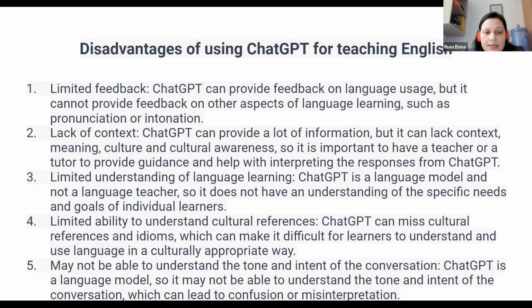Also, ChatGPT may not be able to understand the tone and intent of the conversation, because it is a language model again. This is why a lot of people who are writing questions also write, "Please," so don't forget to write it while you try it, which can lead to confusion or misinterpretation.